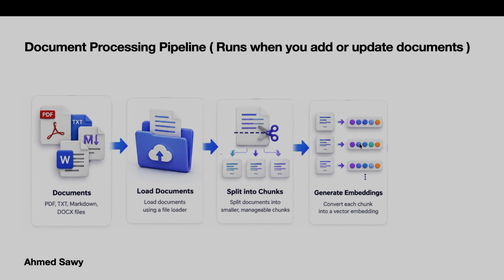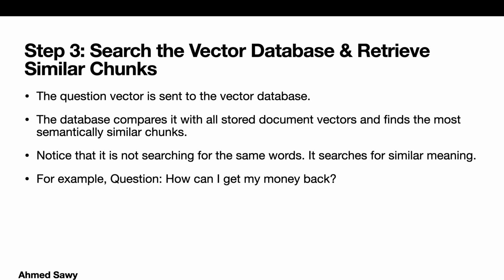The question vector is sent to the vector database, and the database compares it with all stored document vectors and finds the most semantically similar chunks. Notice that it is not searching for the same words, it searches for similar meaning. For example, if the question is, how can I get my money back? The database may retrieve a chunk containing customers can request a refund within 30 days. Even though the words are different, the meanings are similar.